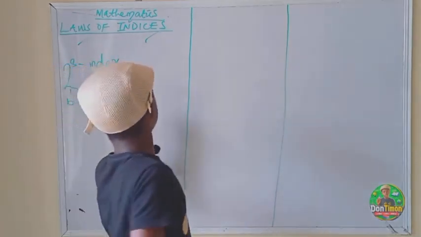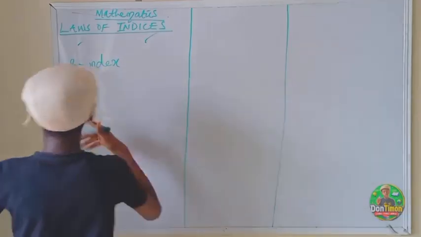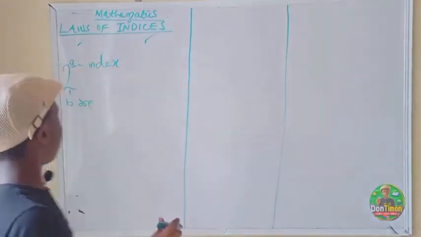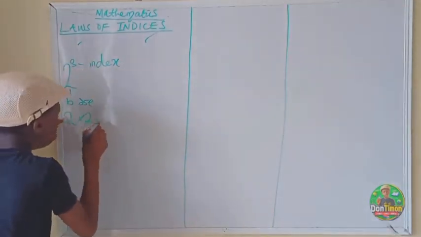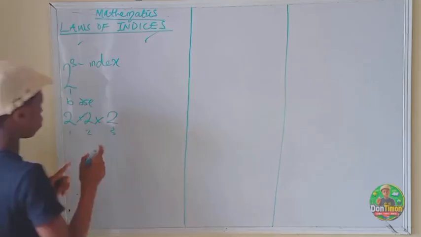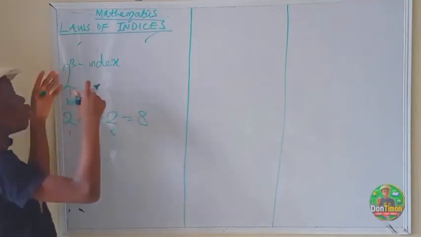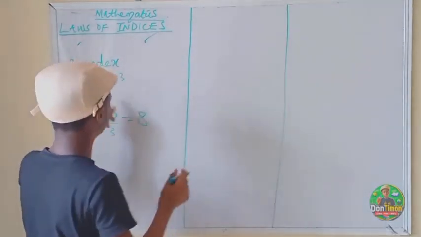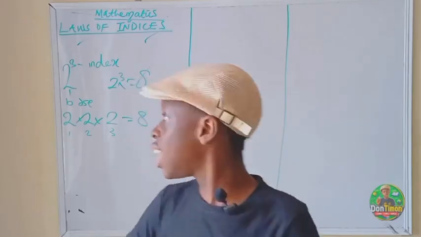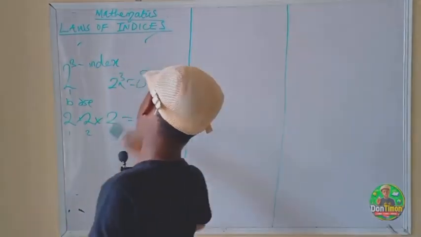Yes, indices can also be referred to as index. This index will show how many times the base will multiply itself. The base multiplies itself like 2 times 2 times 2. As you can see, 1, 2, 3. The index: 2 times 2 is 4, 4 times 2 is 8. 2 cubed, or 2 raised to the power of 3, is equal to 8. The index now shows us how many times the base, which is 2, will multiply itself.